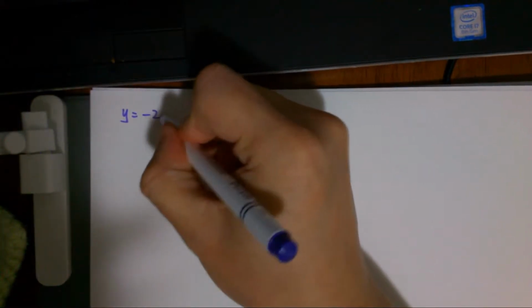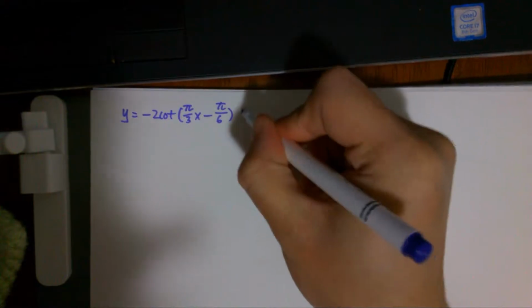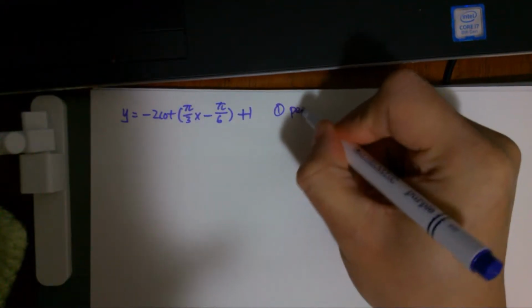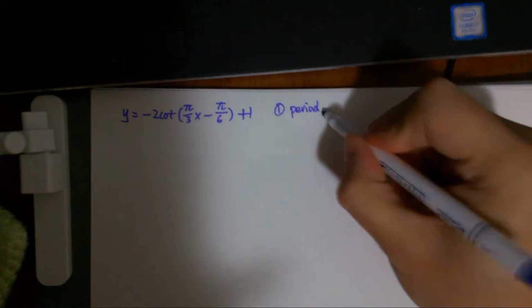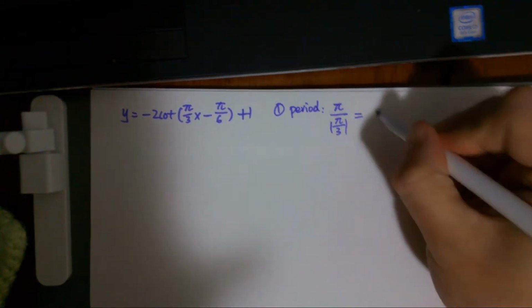Okay, let's draw a graph for a cot function. And this cot function is different from its parent function. It has a vertical shift. It has a phase shift. It also has a different amplitude other than 1.